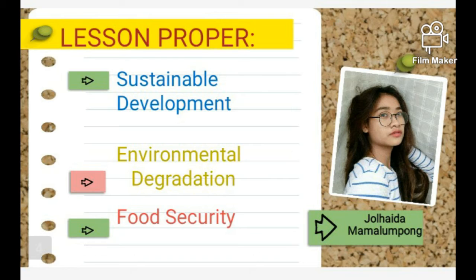Food security exists when all people at all times have physical and economic access to sufficient, safe, and nutritious food to meet their dietary needs and food preferences for an active and healthy life.